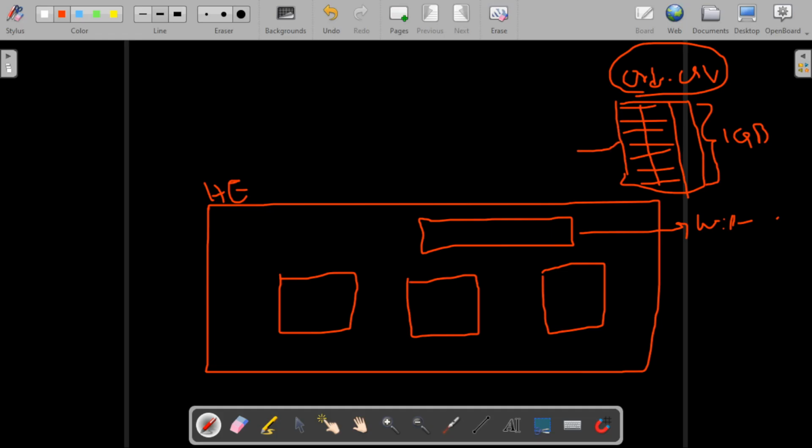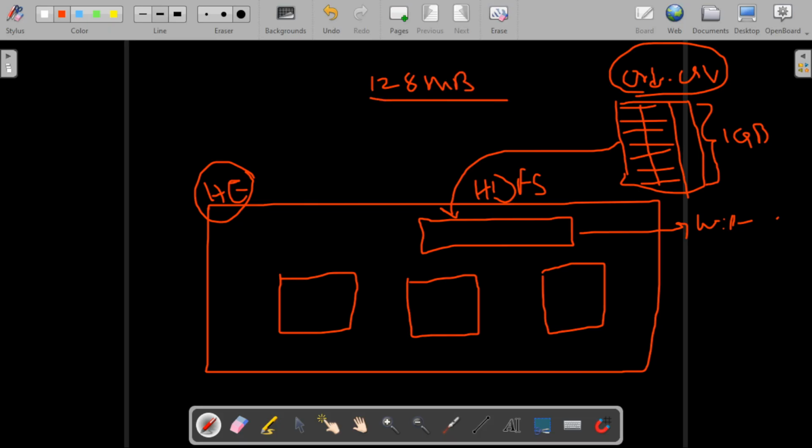If I upload this file to HDFS, I will always upload this file to HDFS in the Hadoop ecosystem. What HDFS does is split this data into equal-size files of 128 MB. A huge file is broken down into chunks of 128 MB, and each chunk we can call a block.